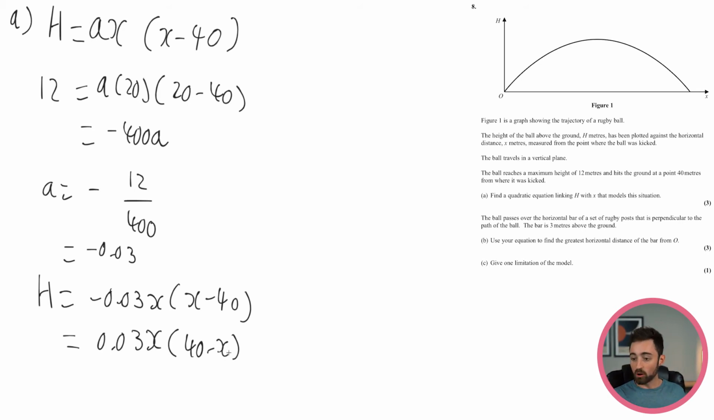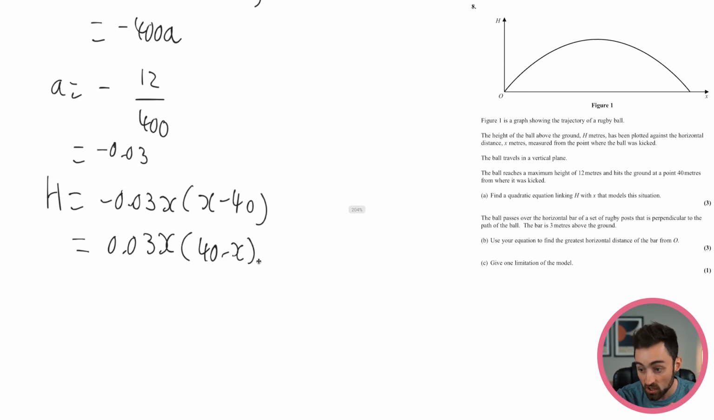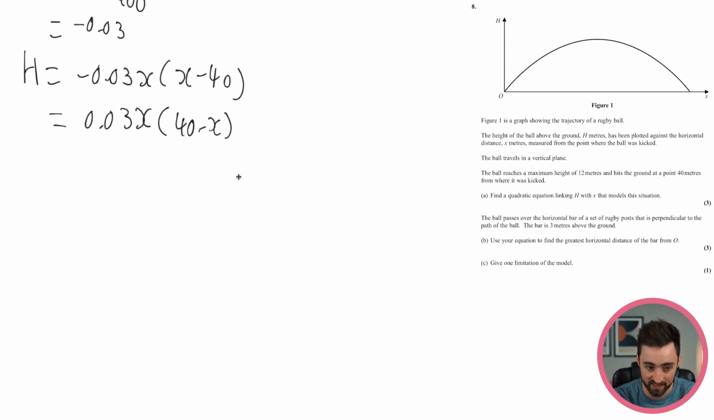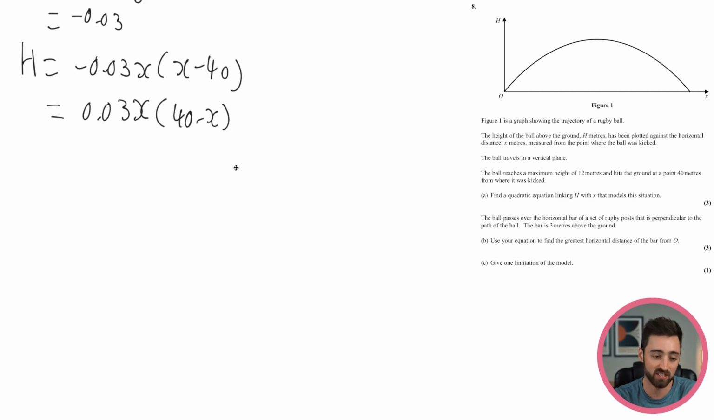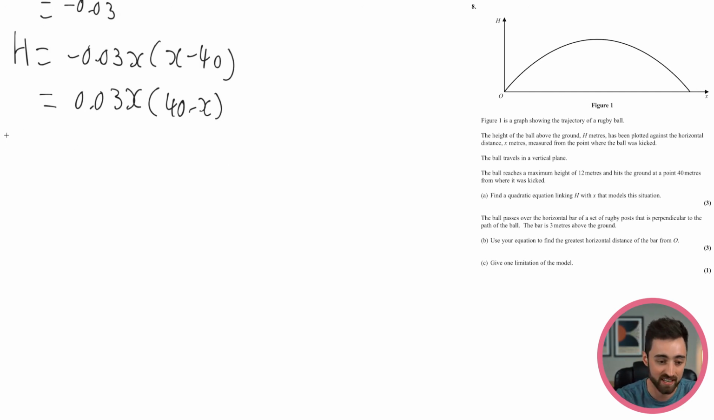Cool, okay. The ball passes over a horizontal bar of a set of rugby posts that is perpendicular to the path of the ball. The bar is 3 meters above the ground. Use your equation to find the greatest horizontal distance of the bar from O. So this is really easy, right? Because we have an equation for h, the height above the ground, as a function of the horizontal distance. So that's all I need here, because I need to know when the height is 3. So all I need to do is solve this thing here.